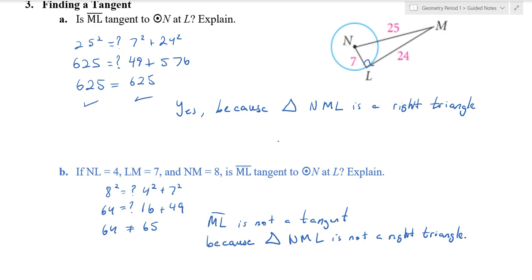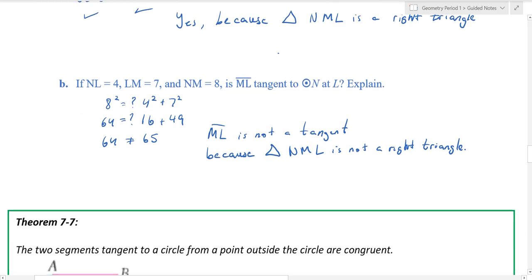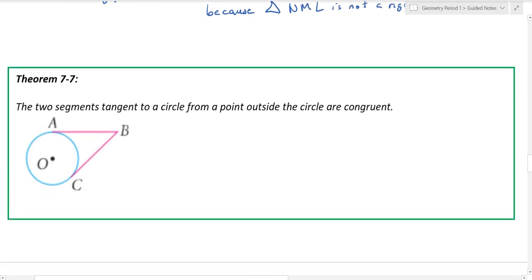All right. Moving on to Theorem 7.7. Theorem 7.7 states that two segments tangent to a circle from a point outside the circle are congruent. In other words, AB right here is congruent to BC, so I can say that AB is congruent to BC. That's what the theorem states. All right, let's take a look.